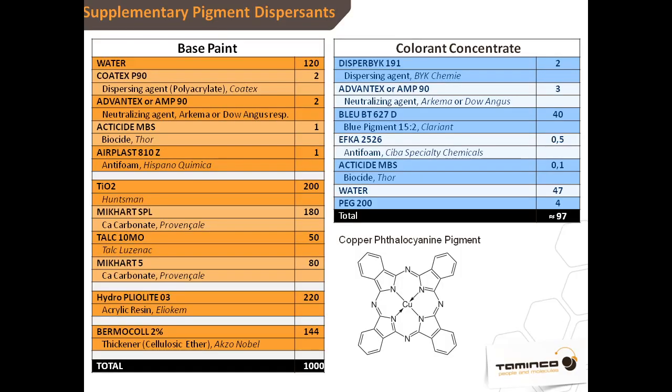In this particular case, we'll talk about this base paint. This is like an exterior concrete type paint with a styrene acrylic resin, a bunch of standard additives, and a little bit more of a European type additive slate here. But again, just dispersants, biocides, etc. A standard white base paint. And here's our colorant concentrate. Here's a phthalo blue colorant concentrate that we're going to take a look at.